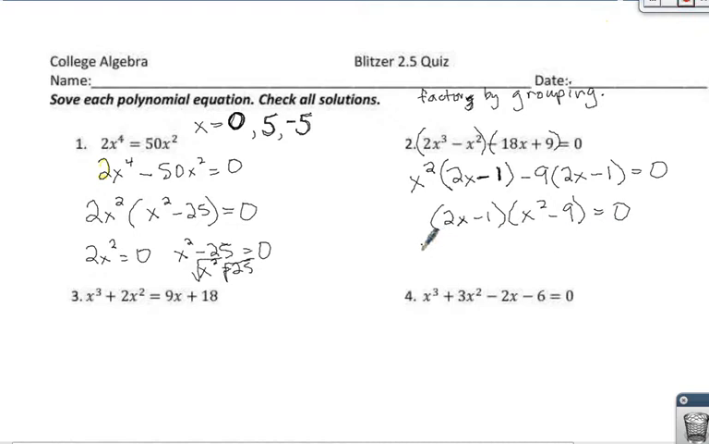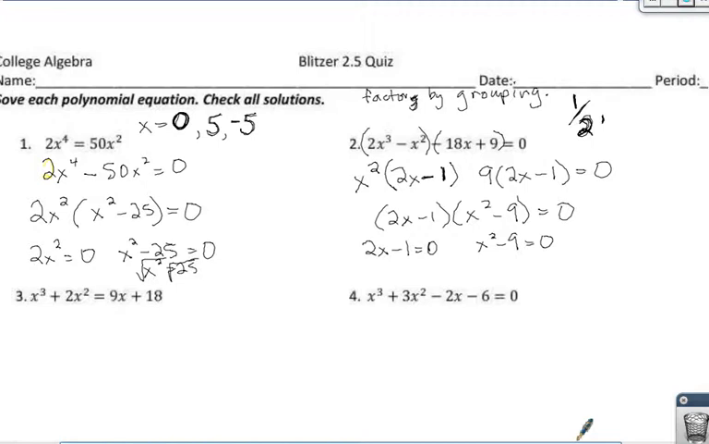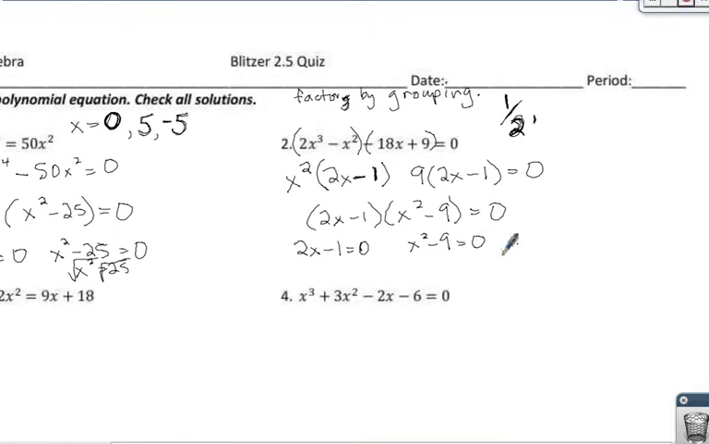So once again, we're going to apply the zero product principle. Either 2x minus 1 has to be the 0 term, or x squared minus 9 has to be the 0 term. So solving both of these, we'll add 1 to both sides and divide by 2. So one of the solutions is 1/2, positive 1/2. Okay, and the other one, x squared minus 9, so we'll add 9 to both sides. X squared equals 9. And when we solve by square rooting, we get a positive 3 and a negative 3.